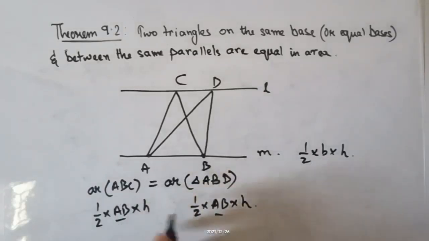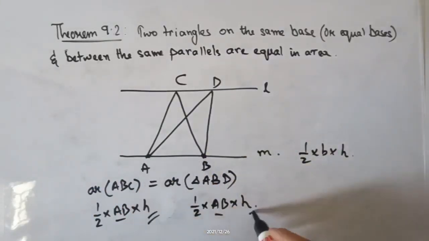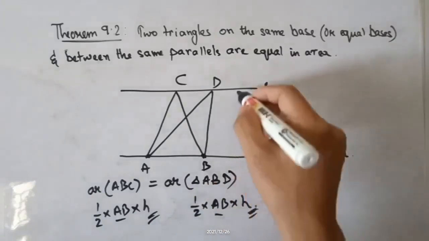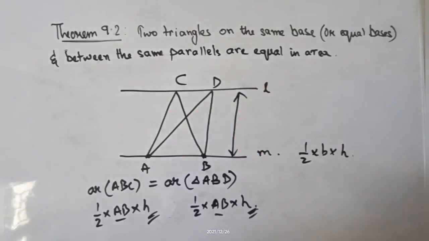Here AB is equal to AB, that is, they have the same base. And what about this height? This height will also be equal. Why? Because they lie between the same parallel lines, they will have the same equal altitude. So area of triangle ABC will be equal to area of triangle ABD.